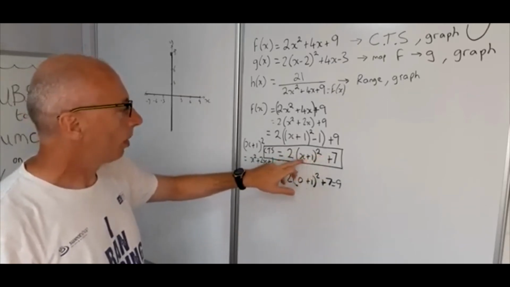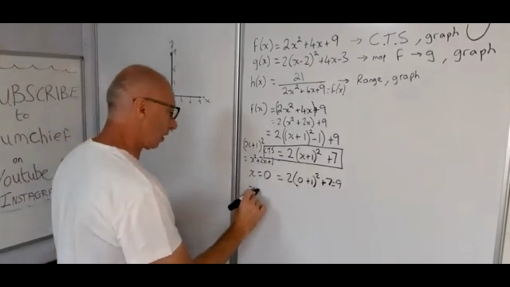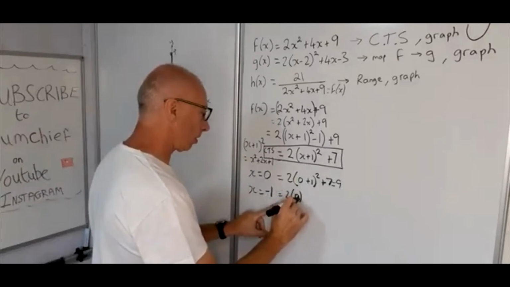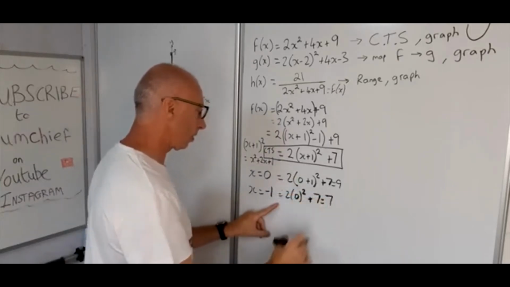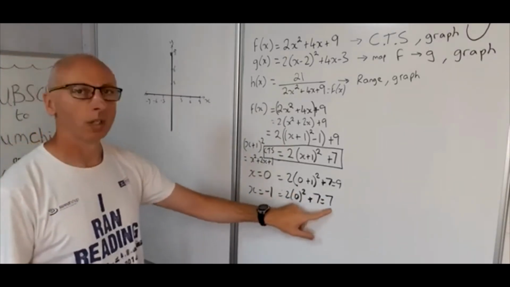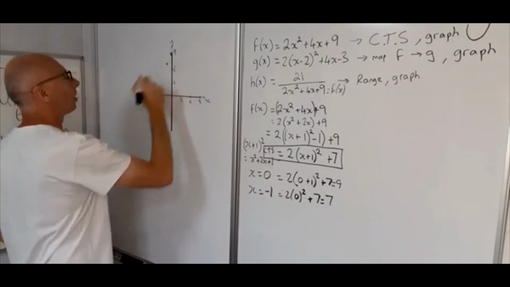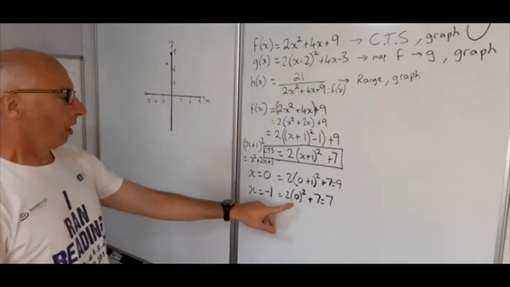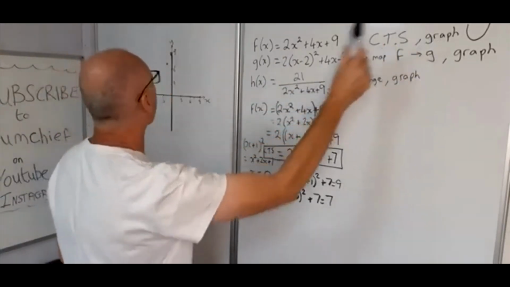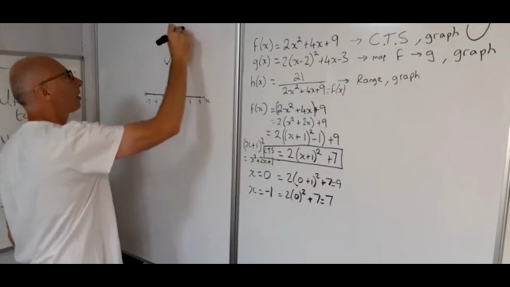So x plus 1 will become 0 when x is minus 1. So when x equals minus 1, we've got 2 times 0 squared plus 7, which equals 7. So therefore we've got the minimum point at x is minus 1, y is 7. So minus 1 and 7. So that's our minimum. So it looks like the f of x, we've completed the square and we're going to graph it. So it's going to look something like this. It's going to go out here all the way to infinity. It's going to go all the way up here to infinity too.